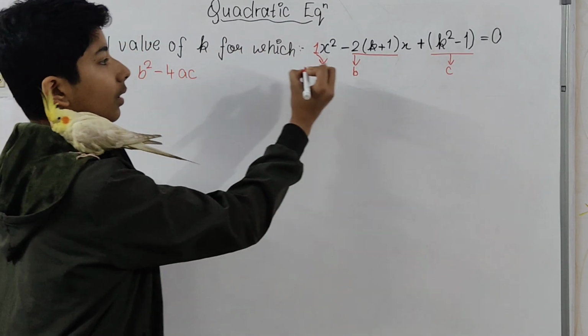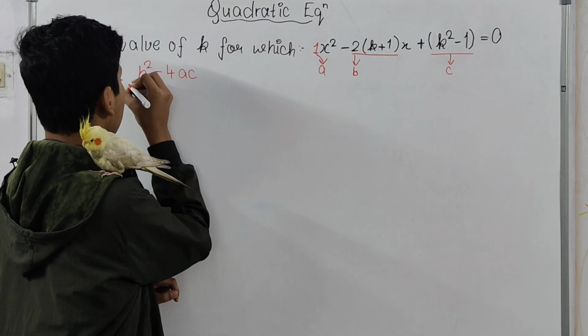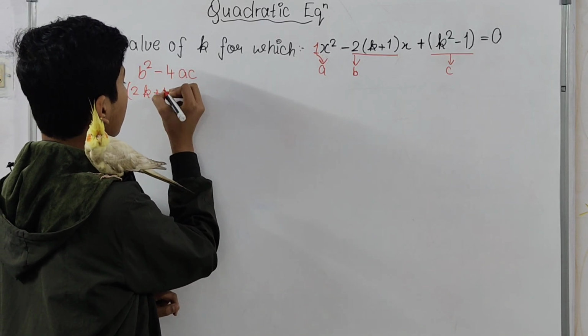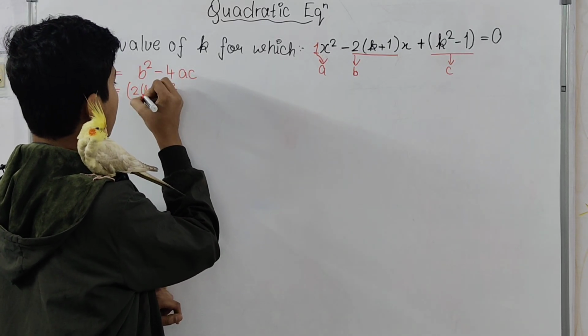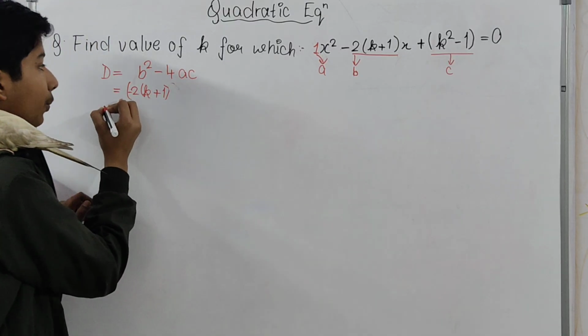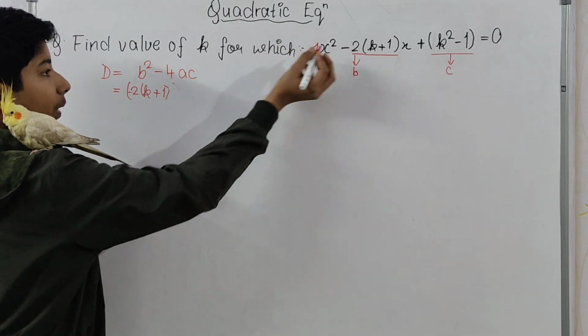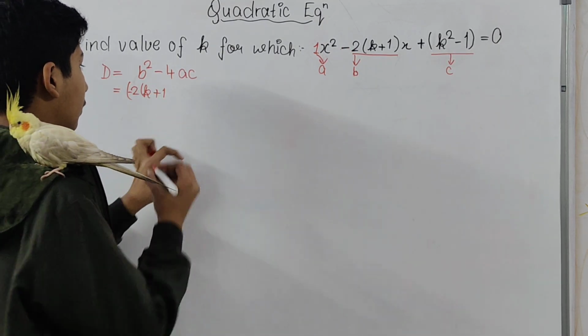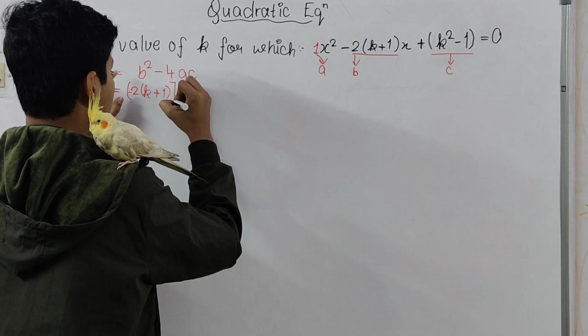B square means 2 into k plus 1 whole square. Did you notice something? Here we have to put minus also, because here it is minus. So let's solve this.